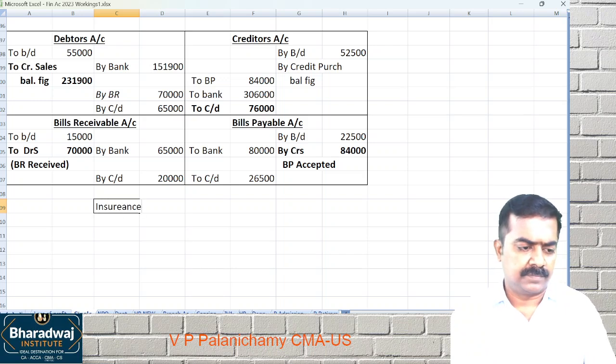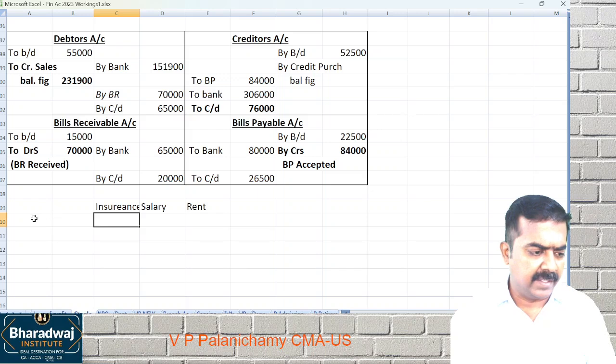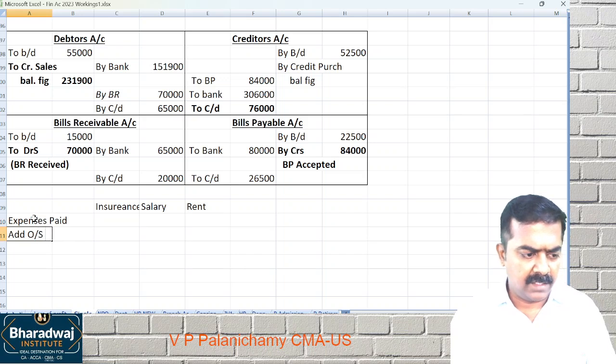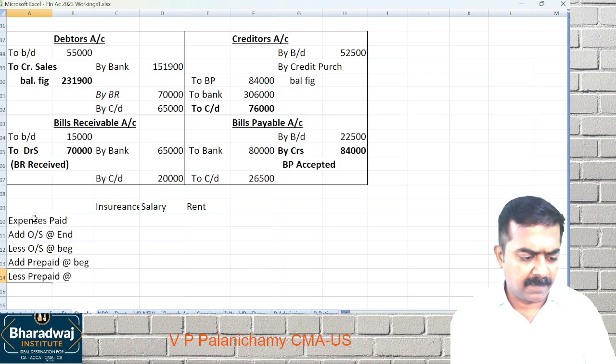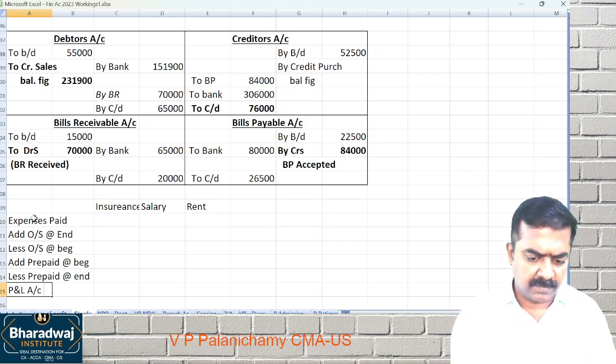Insurance இருக்கு, salary இருக்கு, rent இருக்கு. Normally we will take expenses paid, add outstanding at the end of the year, less outstanding at the beginning of the year, add prepaid at the beginning of the year, less prepaid at the end of the year. You will get expenses for P&L account.